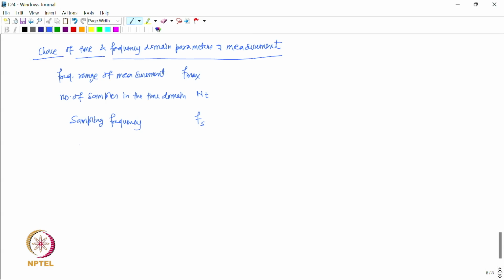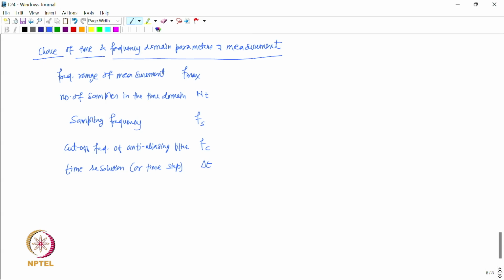Then we have the cutoff frequency of the anti-aliasing filter, let us call it Fc. Then we have time resolution, or time step, that is delta t.